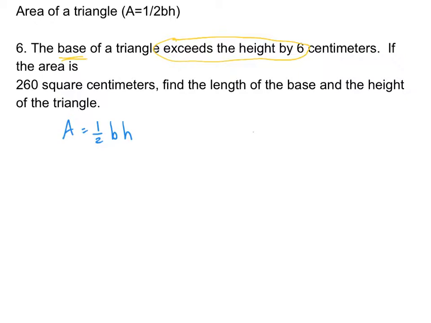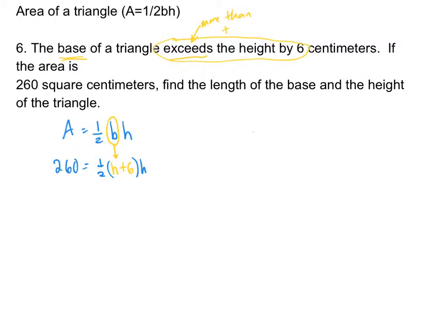So what we're going to do is replace B with exceeds. That means it's more than. More than is always addition. So it exceeds the height by 6. So basically you're adding 6 to whatever the height is. So we're going to replace B with H plus 6. All the rest of it I'm going to leave the same. And then next, we can replace area. They do tell us what area is: 260.